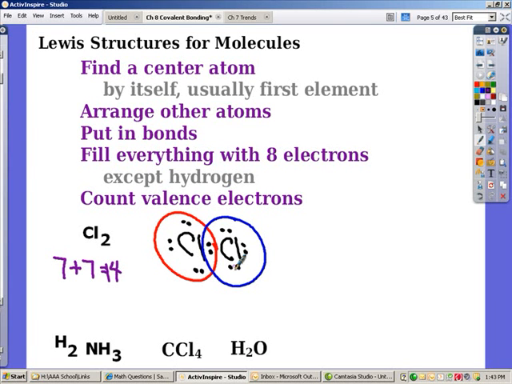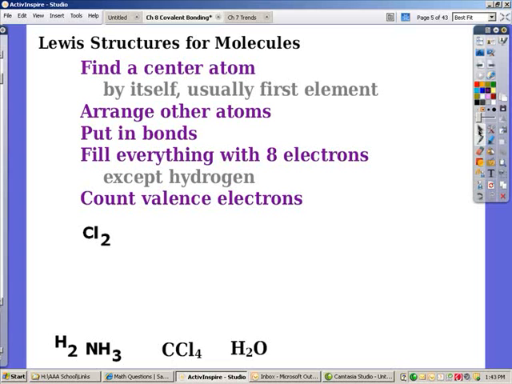Let's try one more, and this time let's have 2 different types of atoms. Let's pick another molecule here, ammonia.